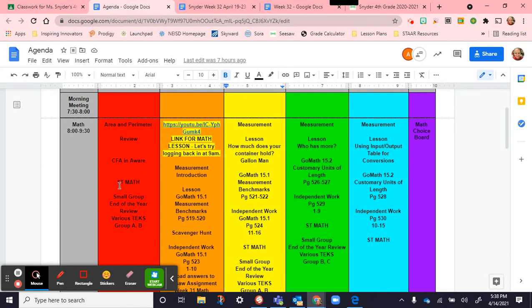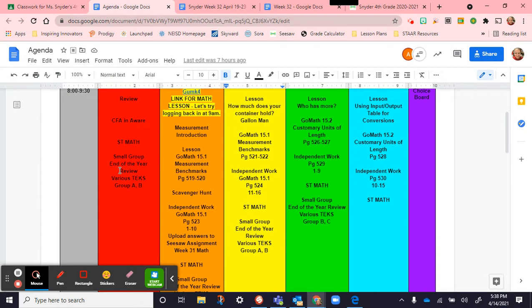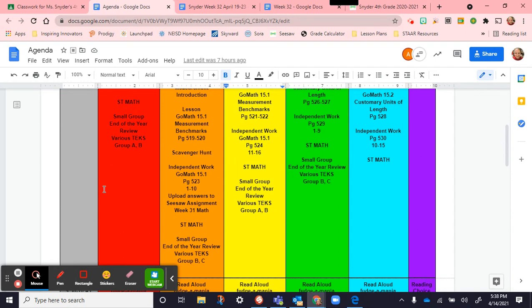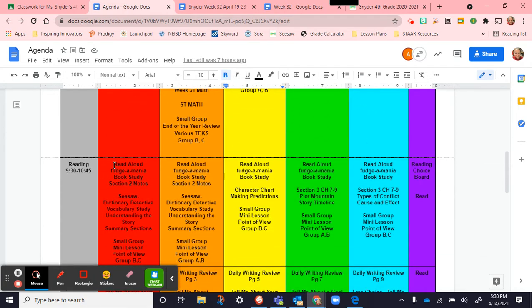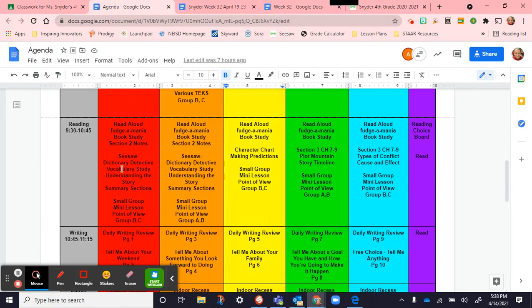When you were done with that, ST Math, and then in small group today we continued working on taking a mixed number and putting it into an improper fraction, and an improper fraction back to a mixed number, and did some review with that. In reading today, we read the next chapter of Fudgemania.